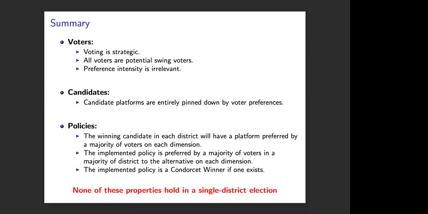The punch to all of these is the fact that none of the things on this slide are guaranteed in a single district election. None of these properties hold in a single district election. That's where the punch is, if you will. And so with that, I will leave it there and open it to questions.